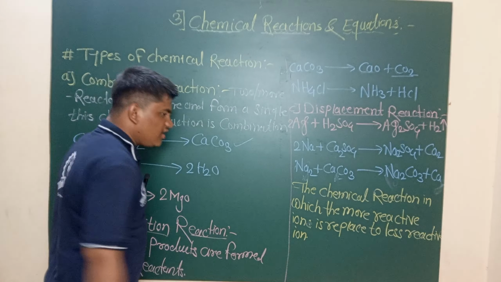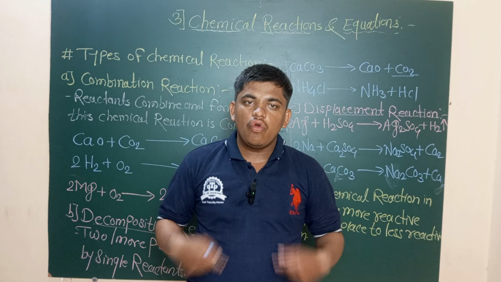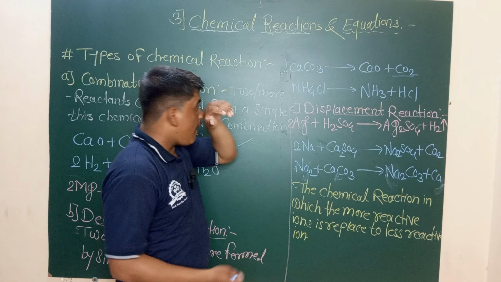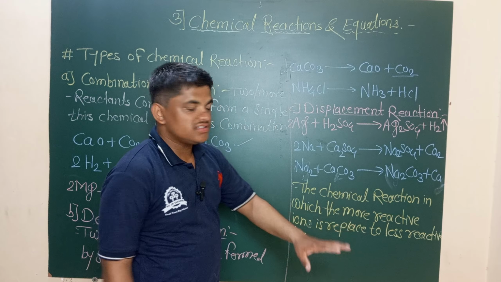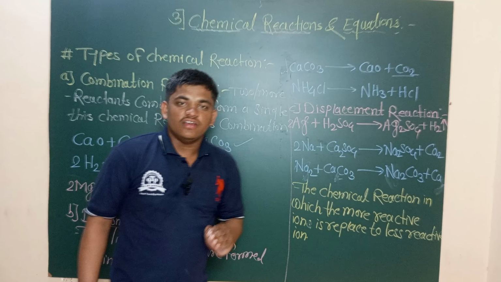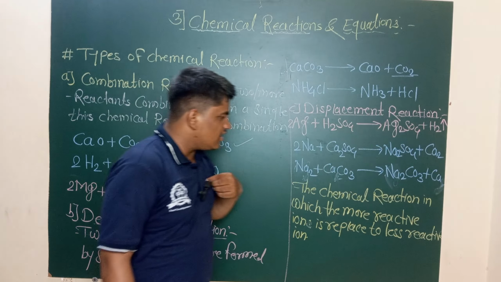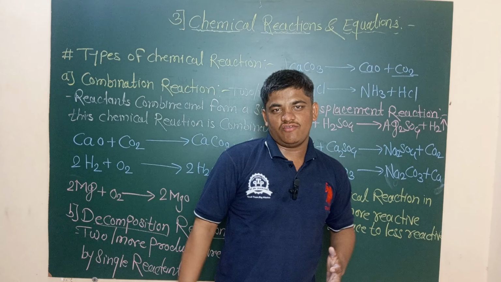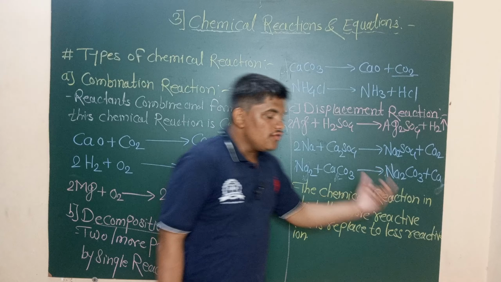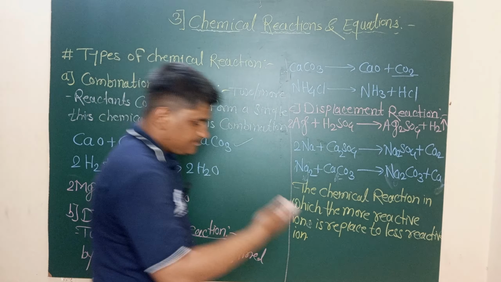The decomposition reaction: when two or more products are formed from a single reactant, this chemical reaction is called a decomposition reaction. The third one is displacement reaction. In a chemical reaction, the more reactive ion replaces the less reactive ion and forms a new product. This is called a displacement reaction.